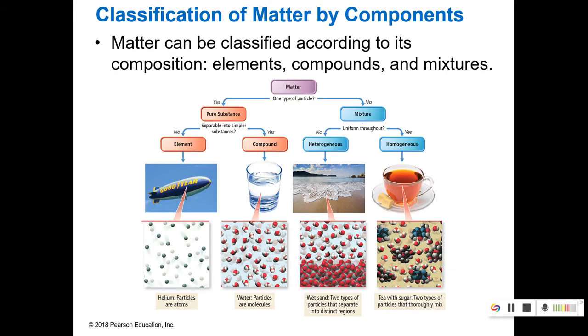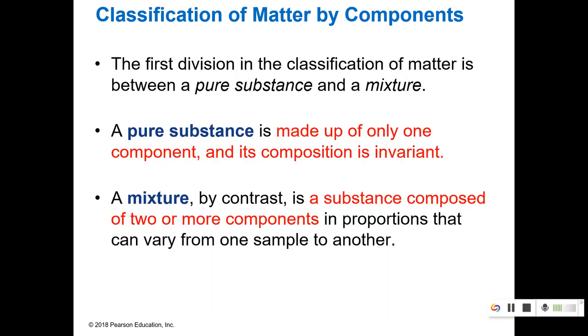The next thing we're going to be discussing is matter. And there are 2 types of classifications that we're going to focus on. We're going to focus on pure substances and mixtures. So a pure substance is made up of only one component, and its composition does not change. So these are going to be elements and compounds. A mixture, on the other hand, that's a substance that's composed of 2 or more components.